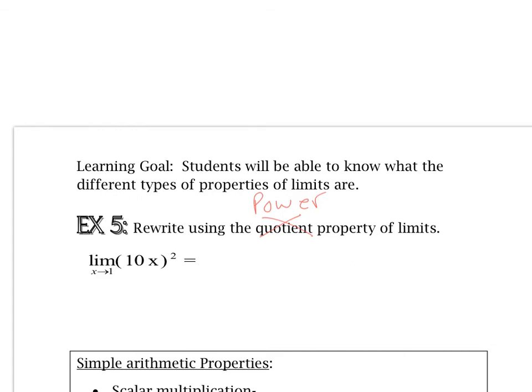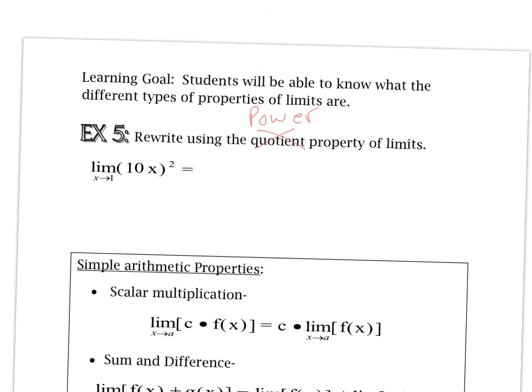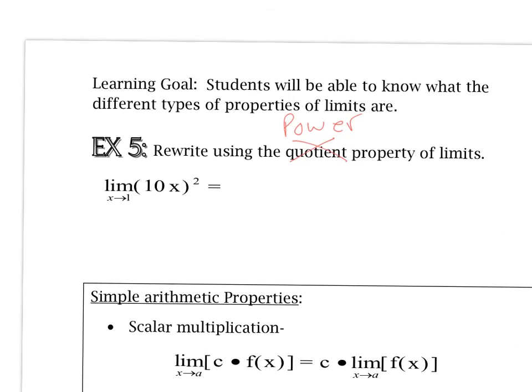Okay, it says rewrite using the quotient property, but I'm pretty sure they meant to put power there, so let's go ahead and do that. If we rewrote this using the power property, it would look something like, now I can't pull the 10 out here because it's inside of the square. So this may be a common mistake. Let me just show you what you cannot do. This is not the same thing as 10 times the limit as x approaches 1 of x squared. That's not the same thing. Now, if I was to move this parenthesis out here, then that would be okay.